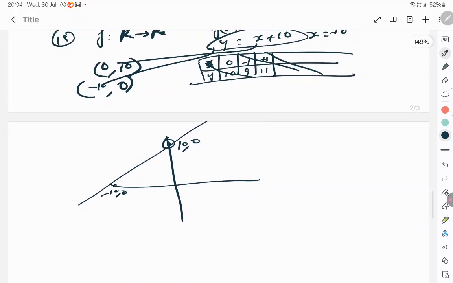In this graph also, they are asking what the x-intercept is: minus 10, 0. What is the y-intercept, where it's cutting the y-axis: 0, 10. So that's enough. And so let's go to the next question.